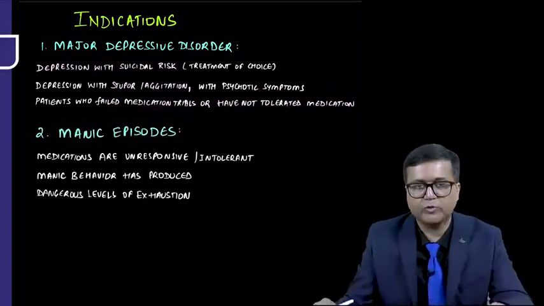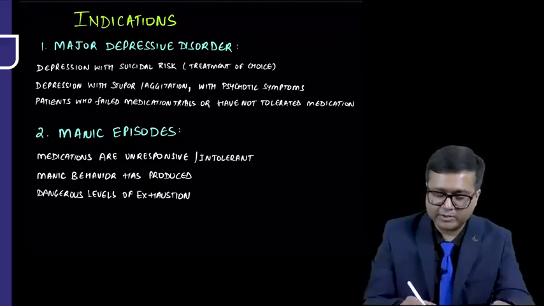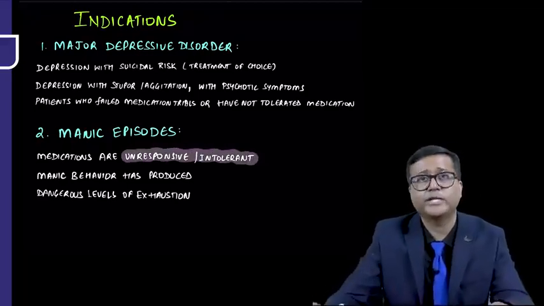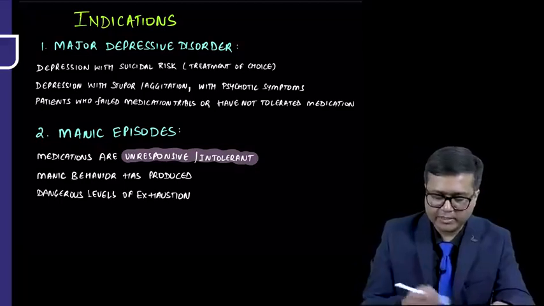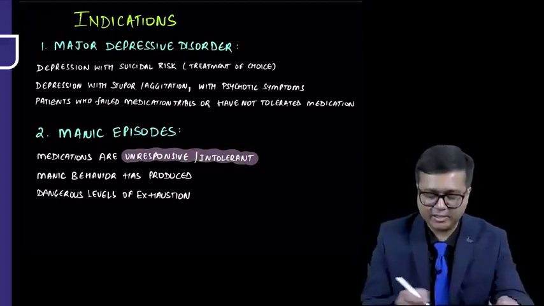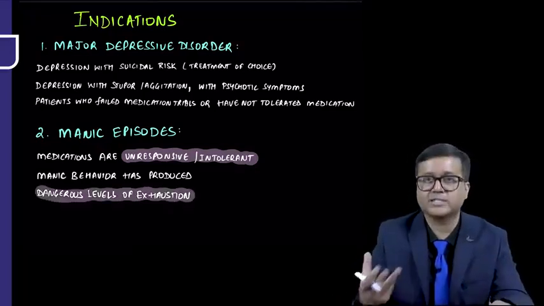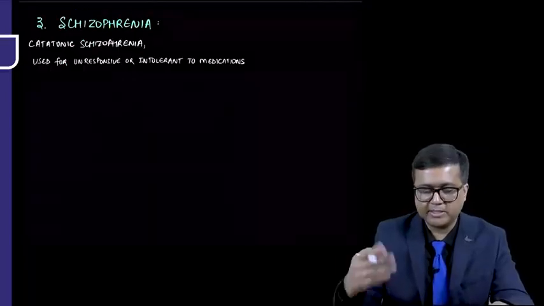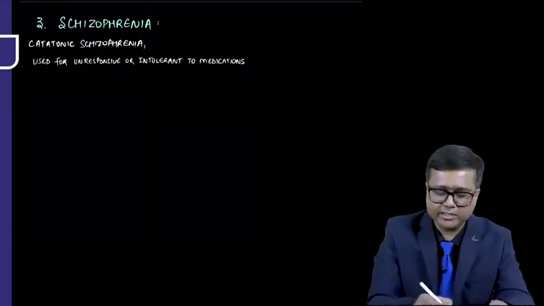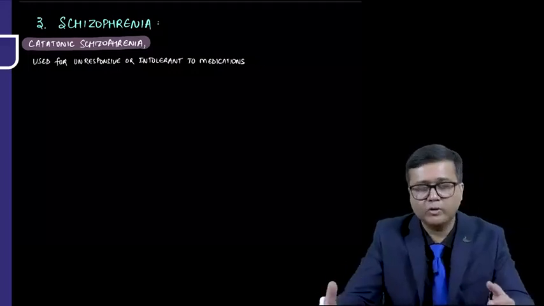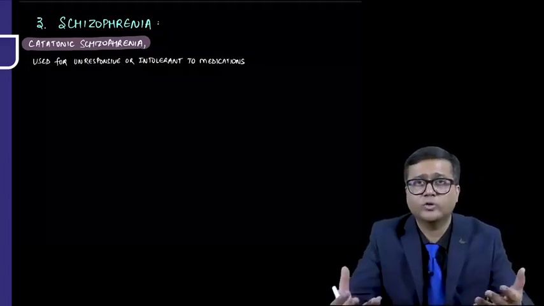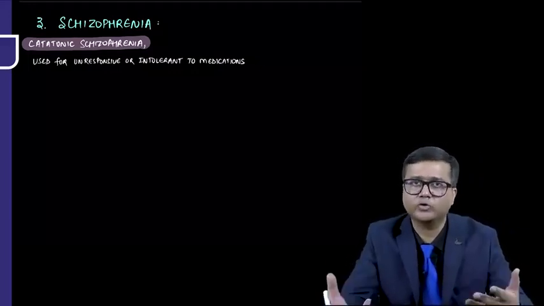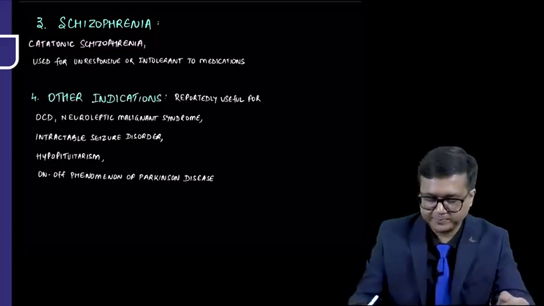In manic episode, we can give ECT when the person is unresponsive or intolerant to medication. It can also be given when the manic behavior has produced dangerous levels of exhaustion. Then also we can consider ECT. In schizophrenia, catatonic schizophrenia is one of the indications of ECT, and also patients who are not responsive to or intolerant to medication, then also we can consider ECT.